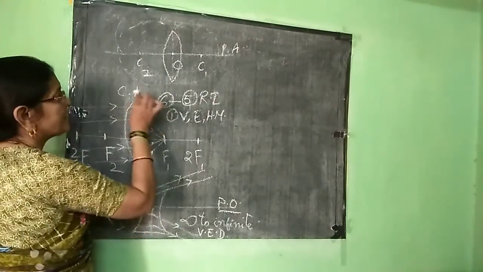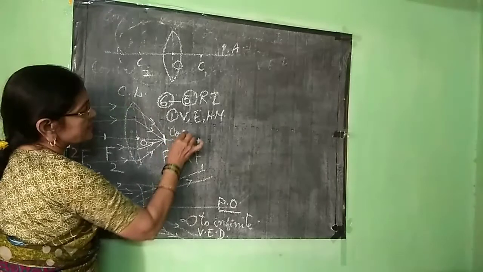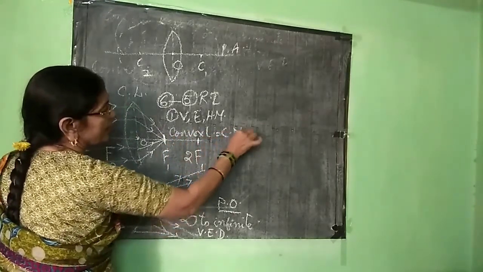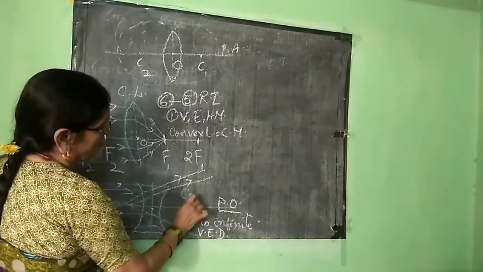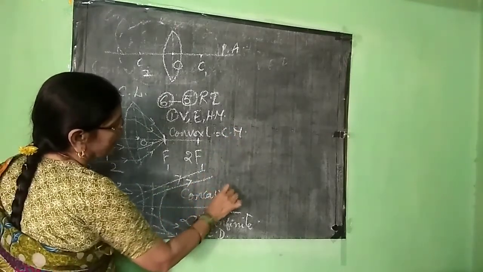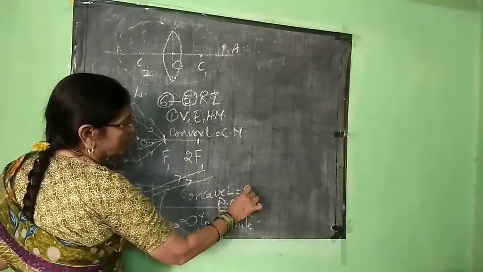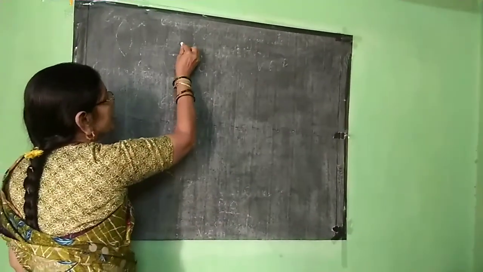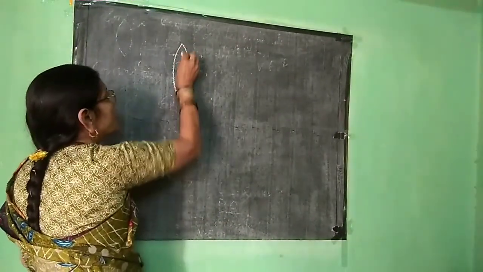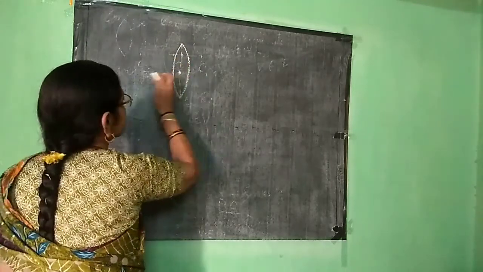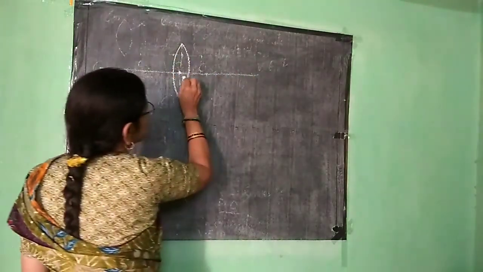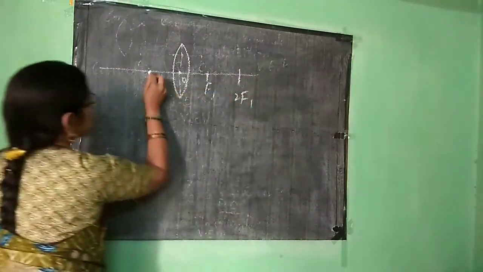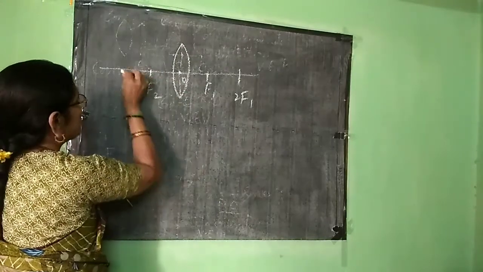So you can equate this convex lens with concave mirror, whereas concave lens to convex mirror. What are the rules? Now, always the rays which are parallel to the principal axis go through the focal point.